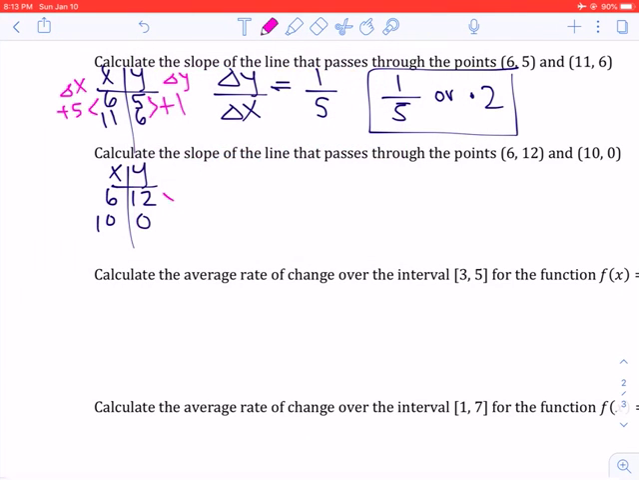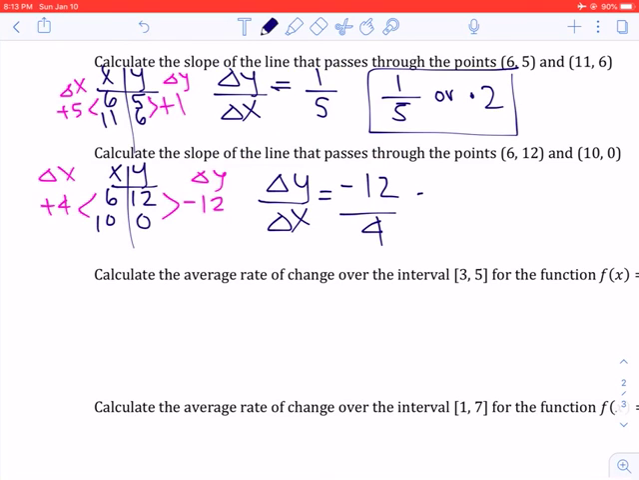So my net y change is negative. We're actually subtracting 12. So this function, which is a line, is going down from left to right. And the length of this interval is 4. So negative 12 divided by 4 is exactly the number negative 3.